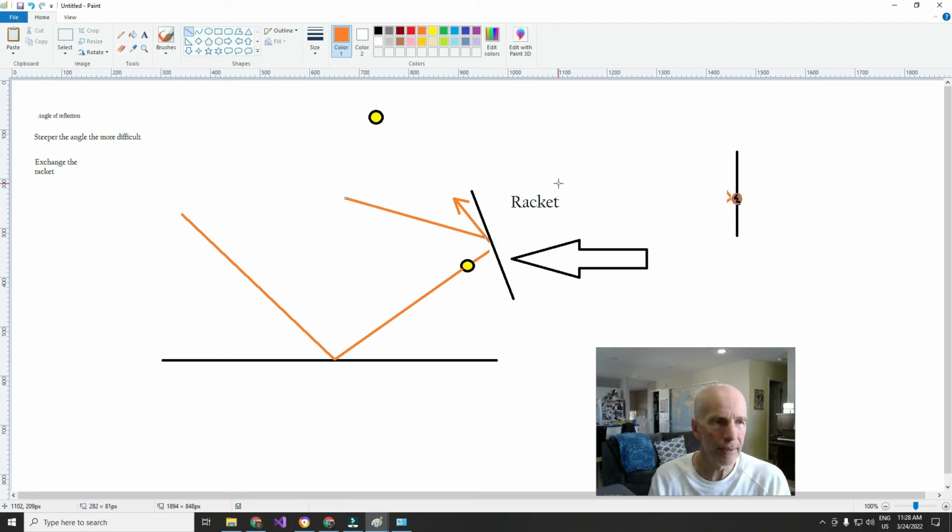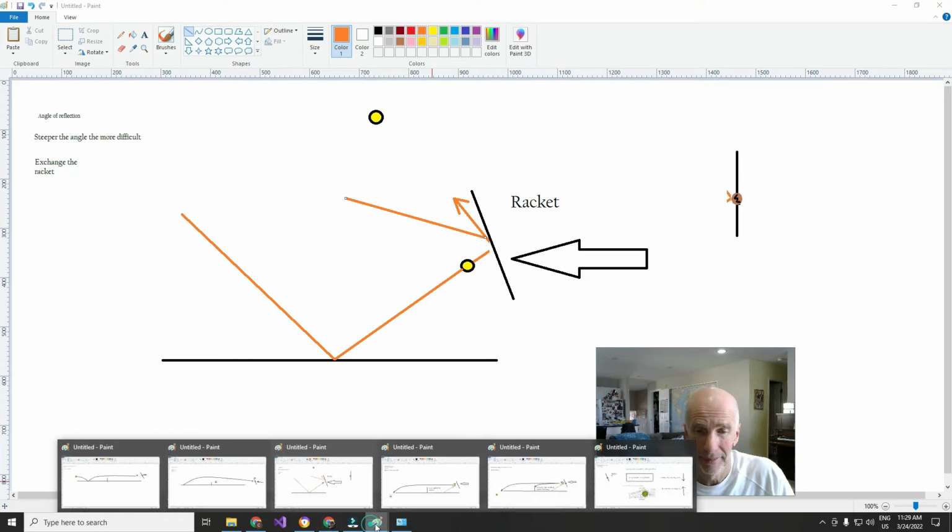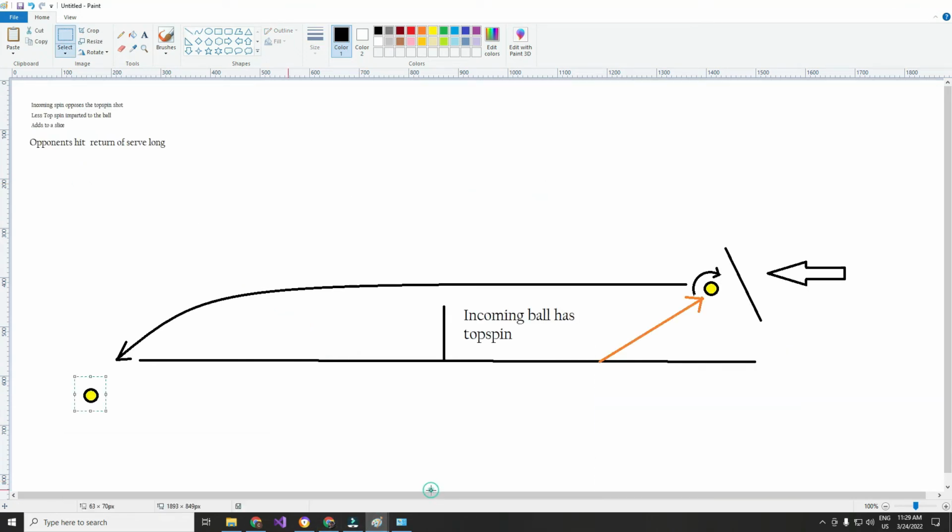So basically, if you've got someone who's hitting with lots of topspin and the ball bounces and jumps up at you, you need to turn your racket in a little bit more like that. Make sense? Let's go on. Let's see. Here we go.